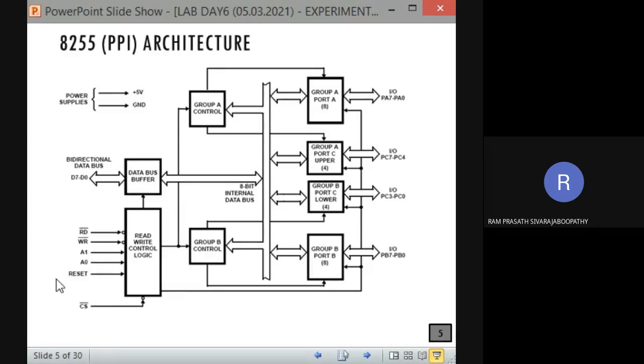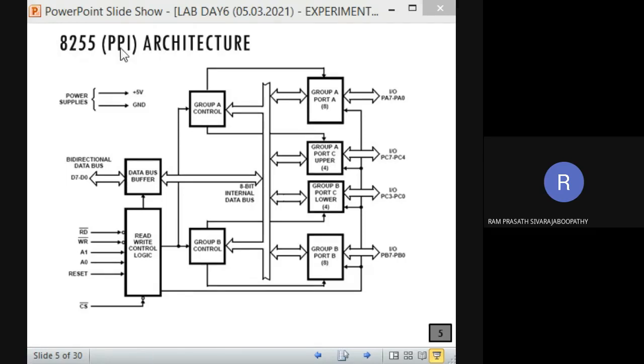Fine. What about the purpose of reset in 8255? Where can we connect it with our 8085 microprocessor? Reset out. Very good. That means whenever you reset the microprocessor, 8255 will also get reset. Is it clear now?